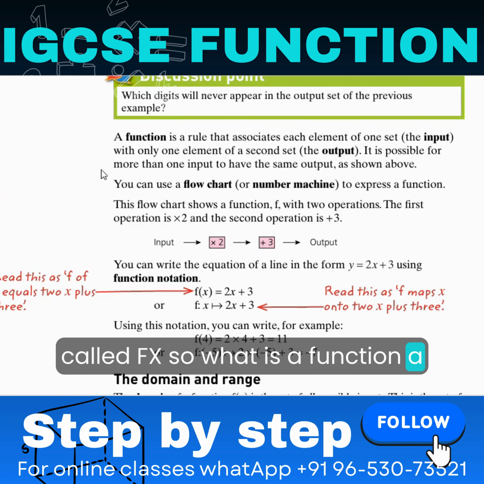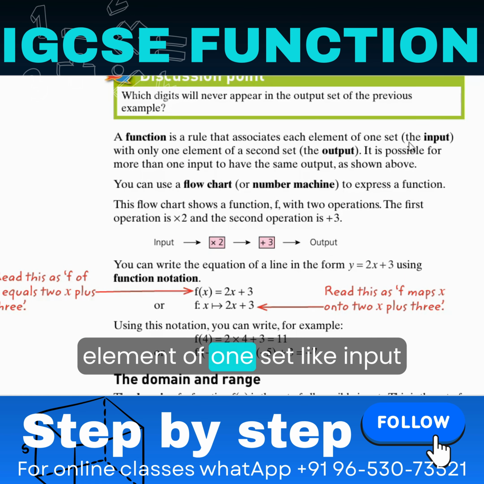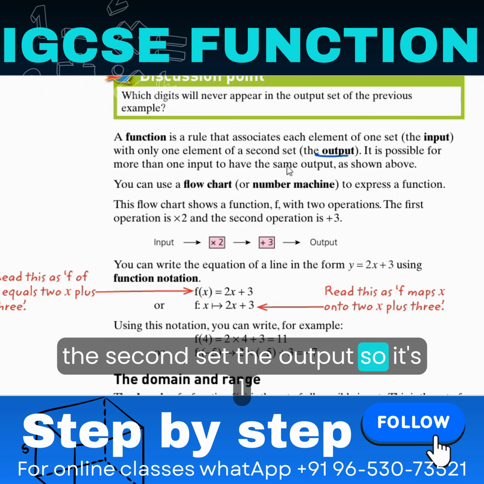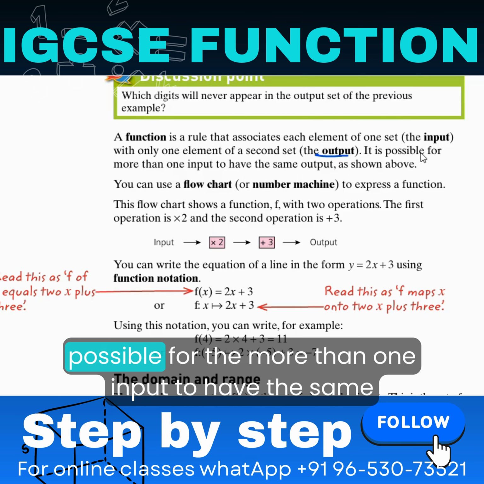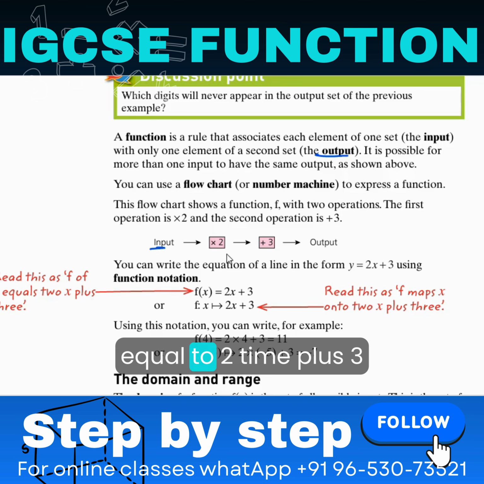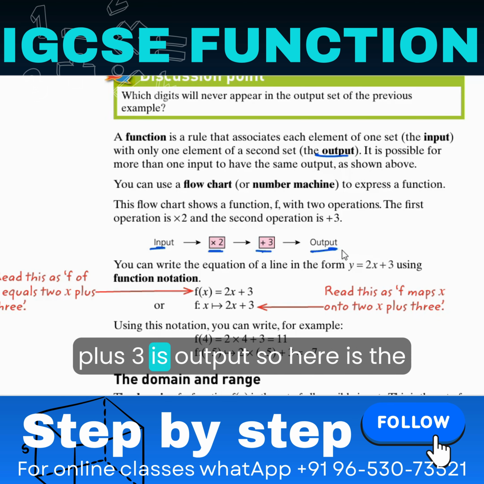So what is a function? A function is a rule that associates each element of one set, the input, with only one element of the second set, the output. So basically, one input, one output. It is possible for more than one input to have the same output, as shown in the figure. So the input x gives 2 times x plus 3 equal to y. 2x plus 3 is the output.